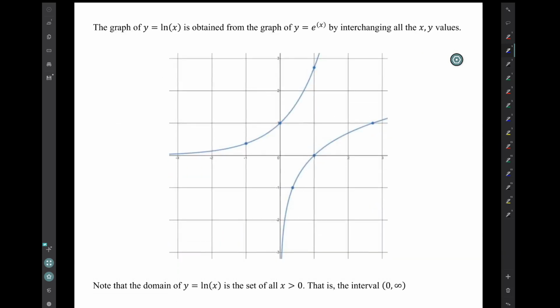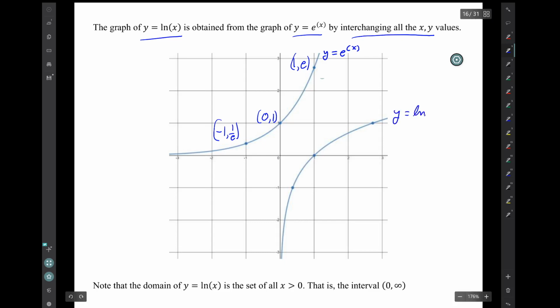To start, let's remember what the graph of ln of x looks like and why. Remember that the graph of y equals ln of x is obtained from the graph of y equals e to the x by interchanging all the x, y values. So this graph of y equals e to the x has some famous points. To get the corresponding points on the graph of y equals ln of x, we interchange those x, y values.